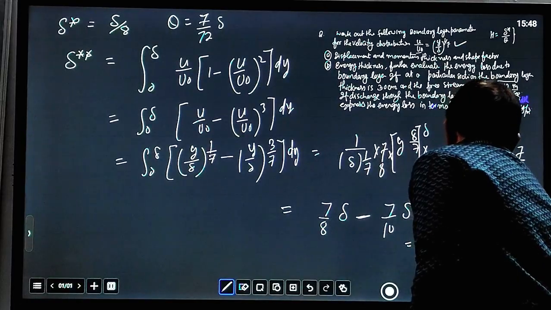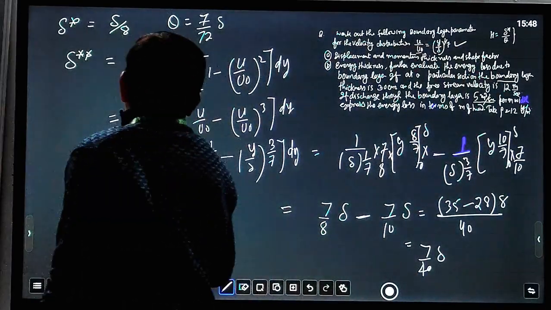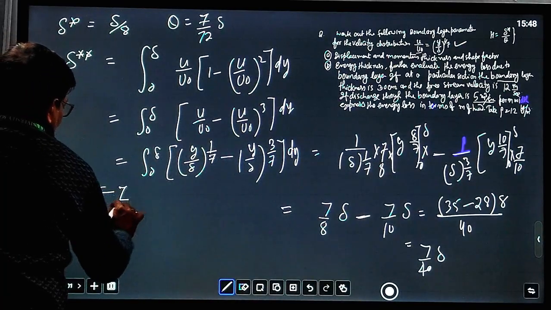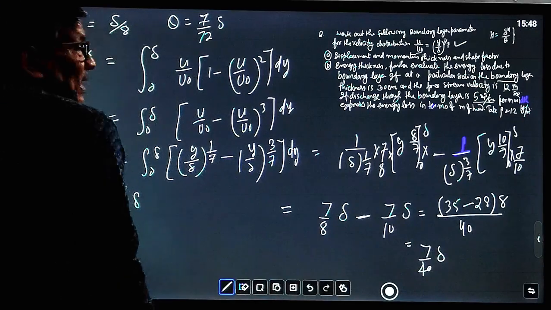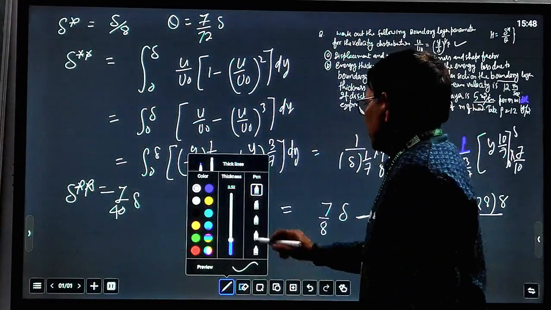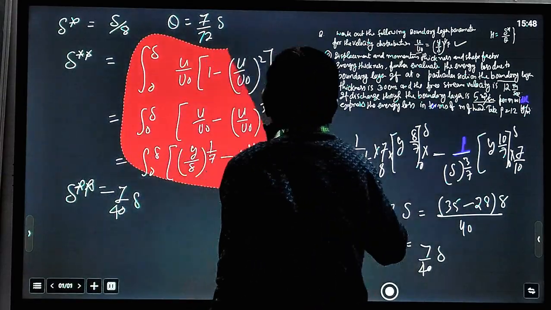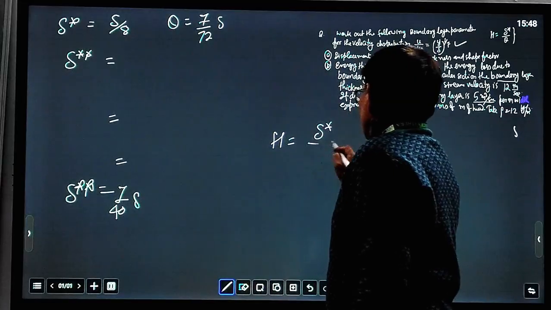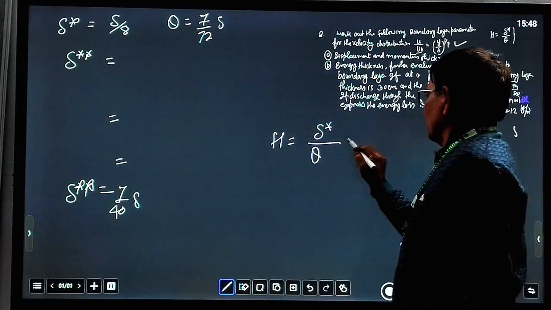Del double star is equal to 7 by 40 del. So all the parameters we have calculated. Let us find out the shape factor. What is the shape factor? Now we have to calculate it. The shape factor H is equal to the displacement thickness del star upon the momentum thickness.